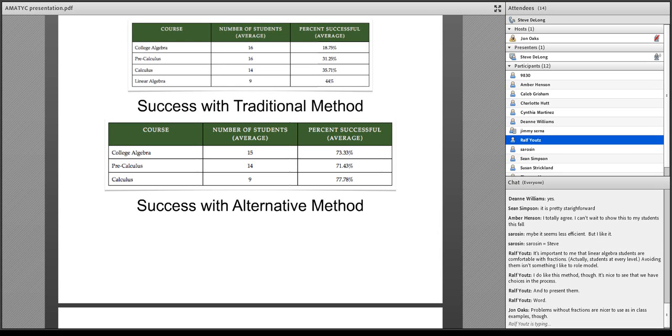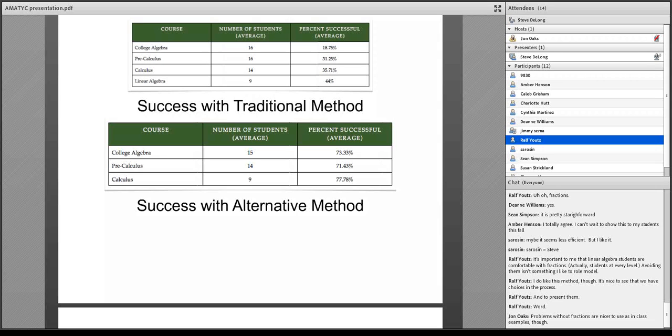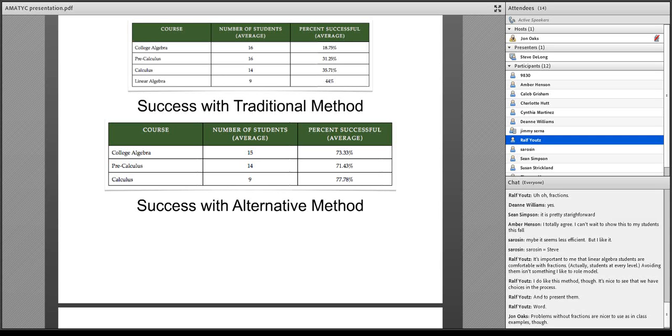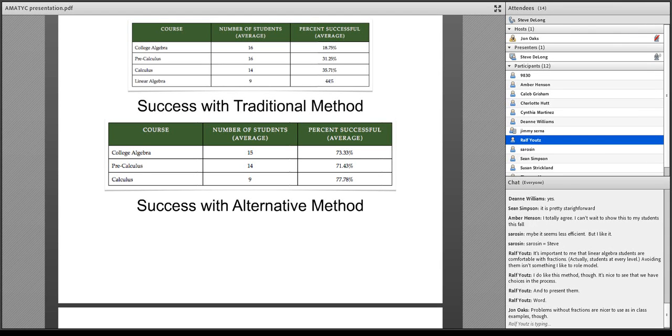But you can see that the success rates for students when they involve fractions were fairly low in the traditional method, and then they soared when I did this with this alternative process. Students were doing remarkably well. In calculus, of course, they were doing extremely well. It was a fairly low class size that I was working with, but you can see that the success rates really jumped. In college algebra in particular, they increased by 400%. In pre-calculus, they more than doubled, and in calculus, they almost doubled. So students were doing extremely well in these classes and in this problem set.